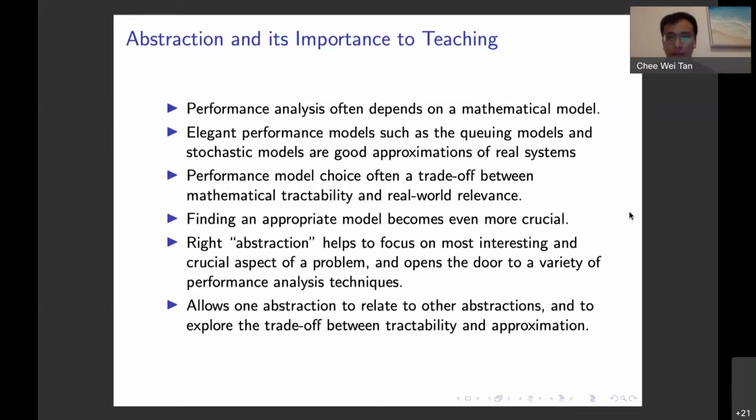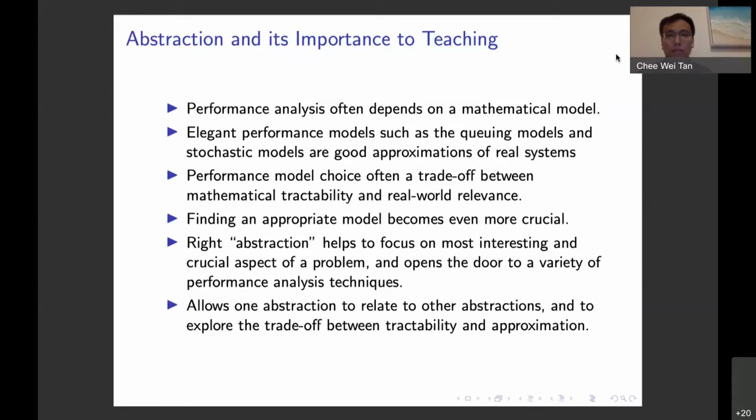For example, we do have elegant queuing models, like what our first keynote speaker gave to us, and oftentimes they are very good approximations of real world systems. But our students do realize that there is a trade-off between what they learn in classrooms, mathematical tractability, and real world relevance. So how should we find the right match between the appropriate models and the problems that they have to solve? This is indeed something that we need to hammer across to our students to prepare them for industry, for academia, for the real world. So really, the right abstraction matters a lot.